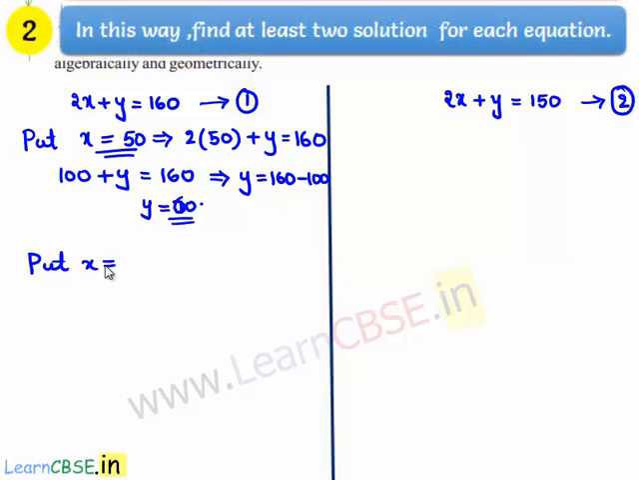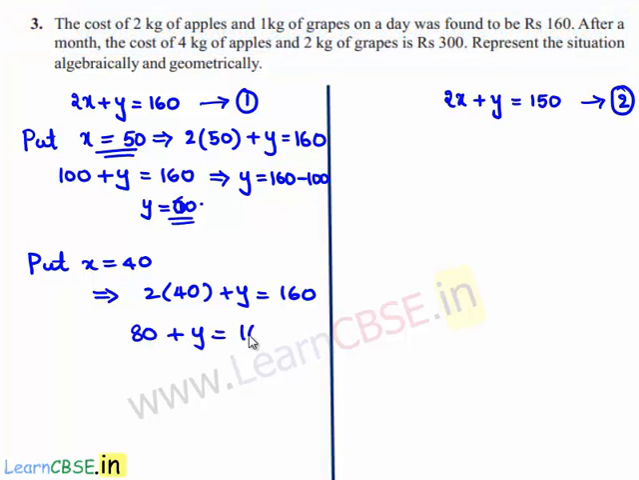Now put x is equal to 40, which implies 2 times 40 plus y is equal to 160. So 80 plus y is equal to 160. So we get y is equal to 160 minus 80. Therefore, the value of y is equal to 80. So if x is equal to 40, the value of y is 80.